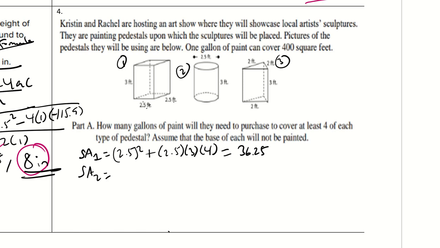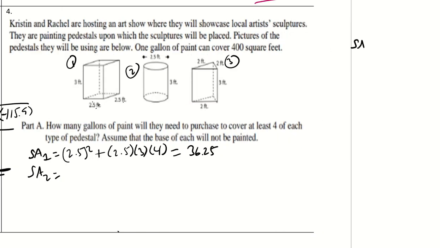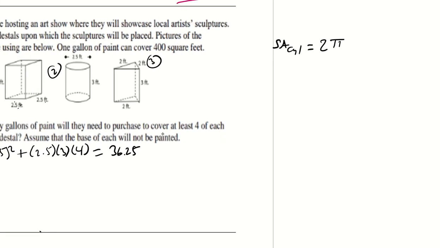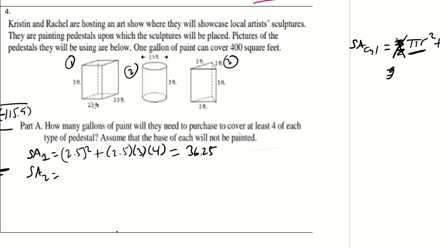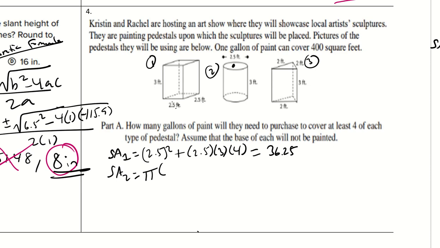Now the surface area for a cylinder is normally 2 pi r squared plus 2 pi rh, right? However, the 2 pi r squared comes from the two circles, and we only want to do one of them, so we're basically just turning this 2 into a 1. So pi r squared plus 2 pi rh. So pi times the radius, and the radius is half of 2.5, which is 1.25, plus 2 times pi times 1.25 times h, and the height is 3 here. We add that together, we get 28.47.